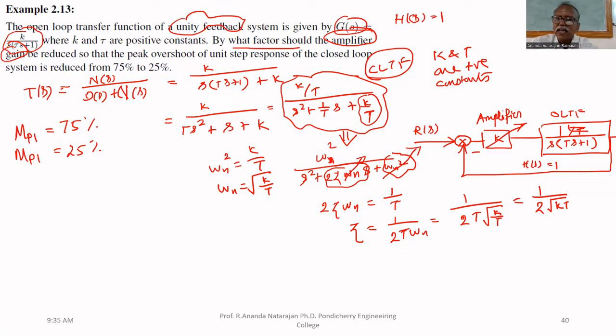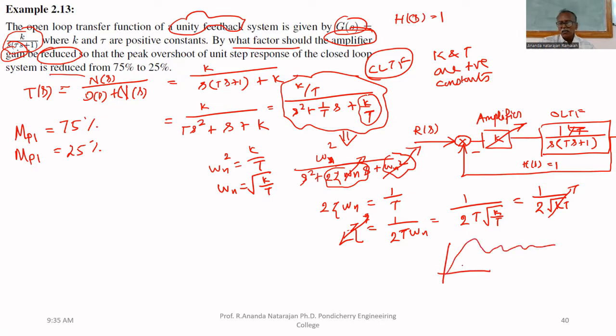So if you vary this gain k, definitely there will be a change in zeta. If you increase k, zeta will decrease, because the relation is 1 by 2 square root of k tau. That's why what is asked is that the amplifier gain be reduced. By what factor should the amplifier gain be reduced? How much k has to be reduced so that overshoot is reduced? Zeta will increase.